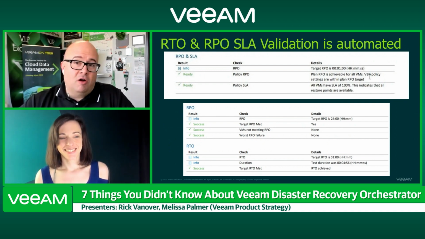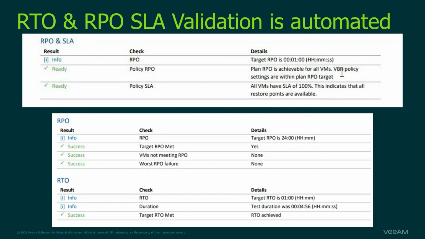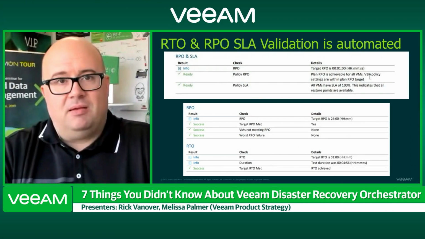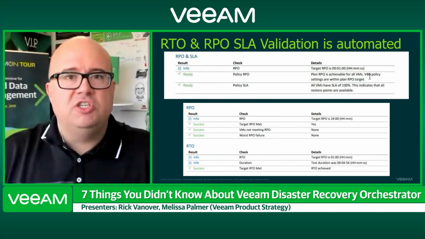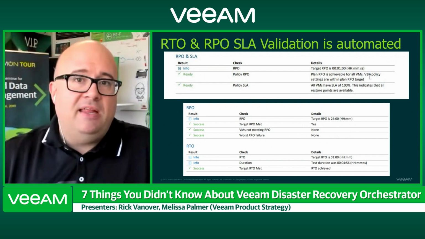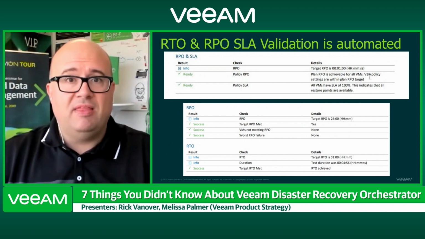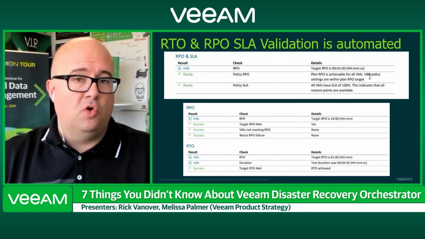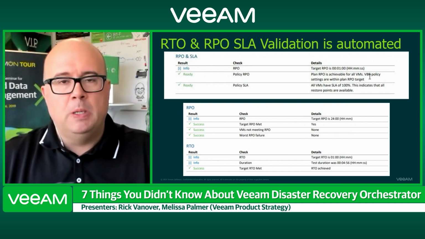But RTO and RPO SLA validation is automated with the VDRO product. So what is an RTO and RPO? That's the recovery time and recovery point objectives. But validating that every day, this is so important, friends. What I mean by that is you could design a system, any type of system, and on day 1, it's going to function as you designed it. But with data growth, changes, things being added, more workloads in play, it's very likely that on day 94, your RTO and RPO may have crept over the threshold.